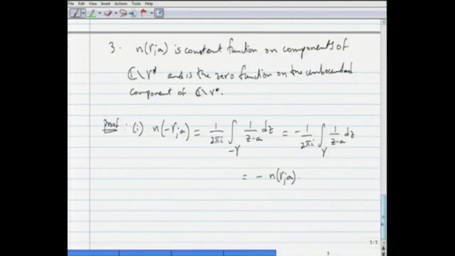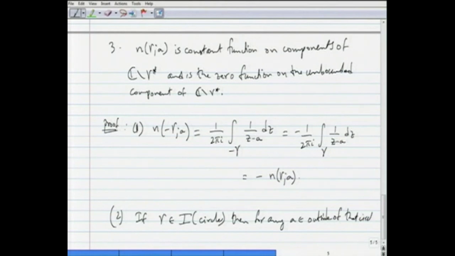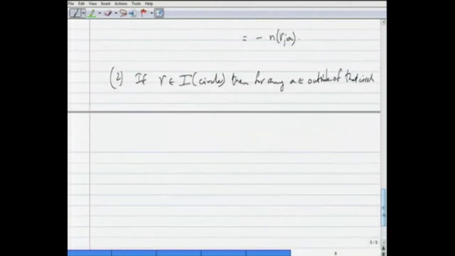So, that proof is easy, and property 2 can also be proved easily. If gamma lies on the inside of a circle, then for any a belonging to the outside of that circle, 1 by z minus a is analytic.